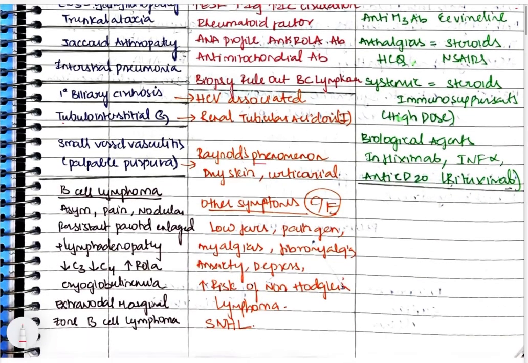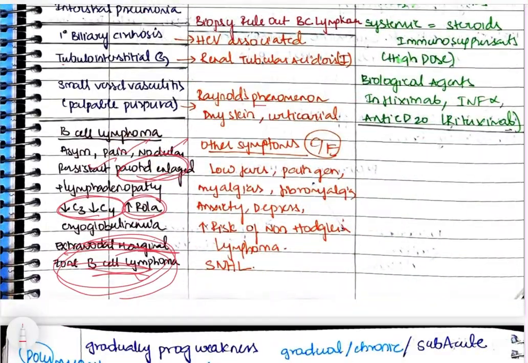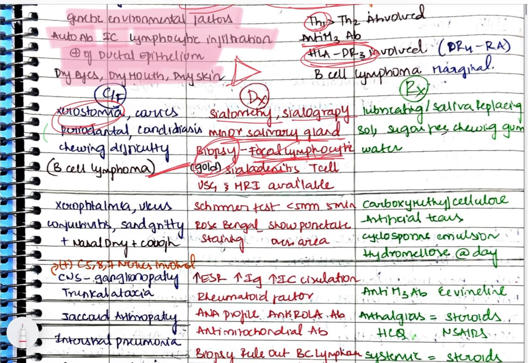So what is B-cell lymphoma? There is persistent, painful, nodular parotid enlargement, where you can see the complement pathway being decreased and anti-Ro/La being increased, right? So extranodal marginal B-cell lymphoma. So Sjogren's is associated with the risk of development of marginal zone B-cell lymphoma. The treatment you give is saliva replacing agents and so on.